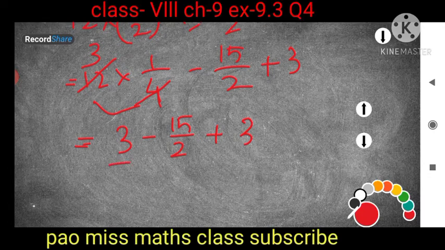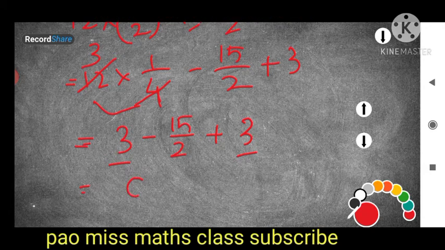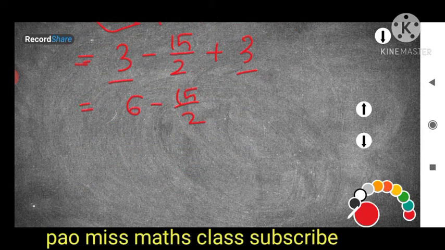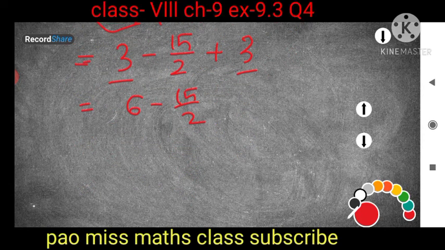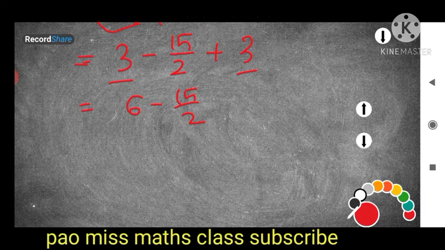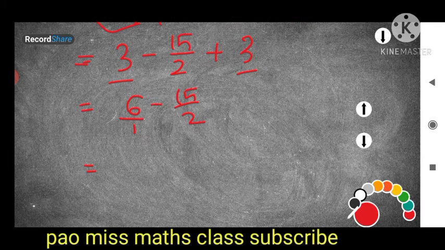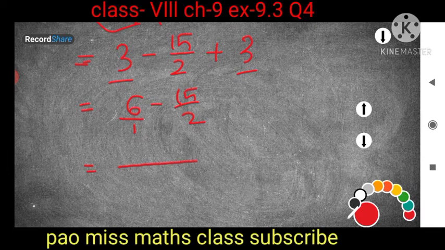Now this is also positive and this is also positive, isn't it? So it will become 6, 3 plus 3, 6 minus 15 upon 2. Now here we can see 6 is not a fraction, 6 is a whole number and 15 upon 2 is a fraction. So we can make this 6 upon 1, a fraction, which means the denominator is 1, okay? Denominator will be 1. So if you take the LCM, the LCM will be 2, isn't it?